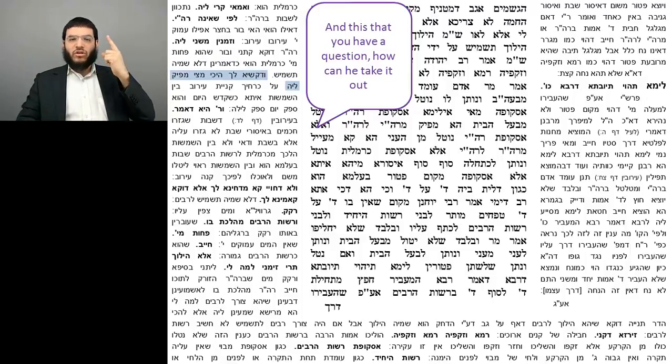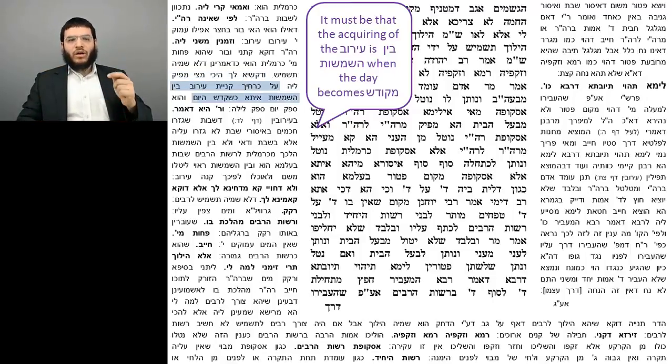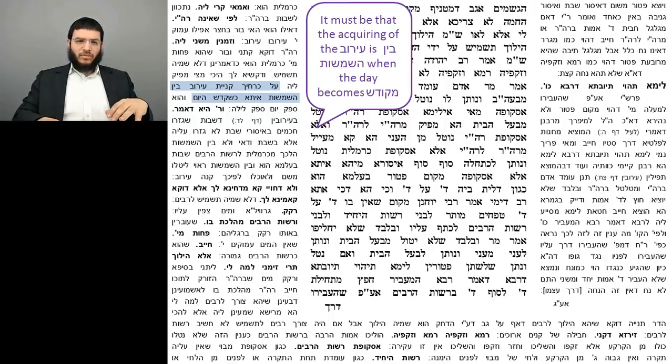Now you have a question, how can he take it out? Why is it a good eruv? The eruv is in the karmelis. He's in the reshus harabim. Al korchach, it must be that knias eruv, that the acquiring of the eruv, bein hashmashos isa, is bein hashmashos, kishkiyas hayom, when the day becomes sanctified. The acquiring of the eruv takes effect not when the whole Shabbos begins. It's acquired at bein hashmashos.